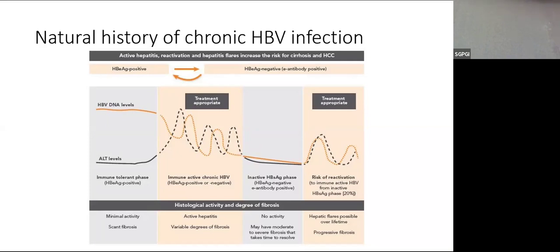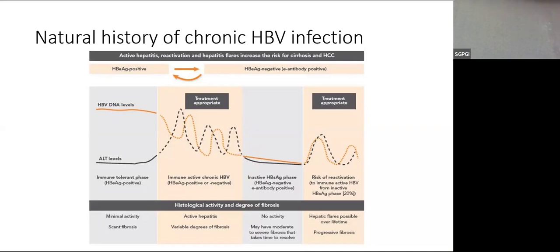So this is called the immune tolerant phase. And the important thing to be noted is HBeAg will be positive in this case. Why? Because as already told, HBe is a marker of proliferation. So the virus is proliferating in the body, which means HBeAg will be positive. So this is the immune tolerance phase.